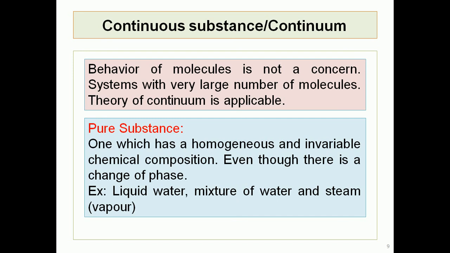What is pure substance? Pure substance is the one which is homogeneous and has invariable chemical composition. Though the phase is changed, chemical composition is unaltered, like water or mixture of water and steam. So though ice is melted to water, physical change has taken place, phase has been changed, but the chemical composition remains the same. Hence, water is a pure substance.